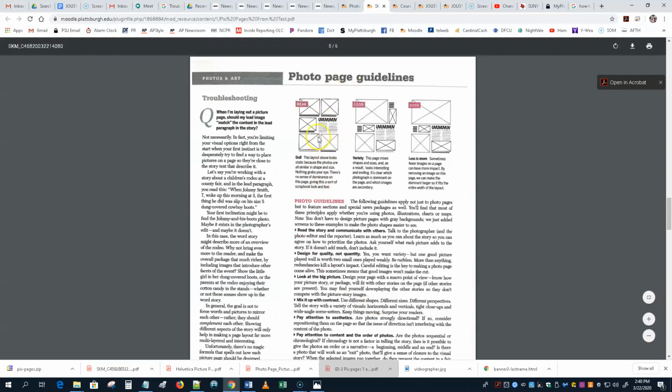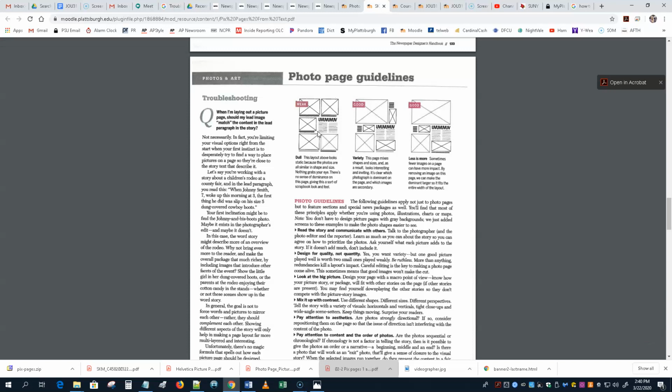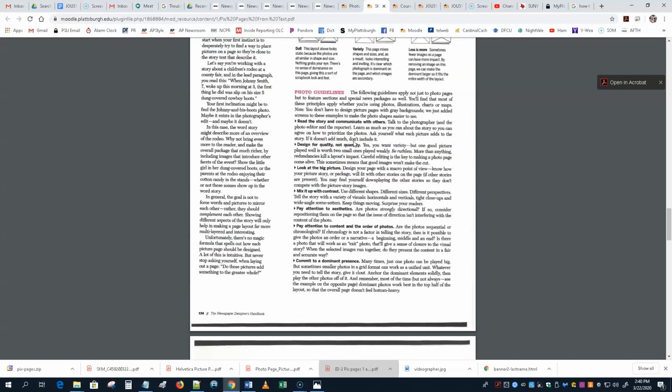So photo page guidelines. I'm again not going to read through all this text, but I suggest you go back over this part of the chapter, the reading, and think about why that's weak and dull, why this is good, why this is good. Mixing shapes, sizes, making a decision what the dominant art is, making sure it's clear what goes with what. Read the story, if there's a story, or at least the captions.